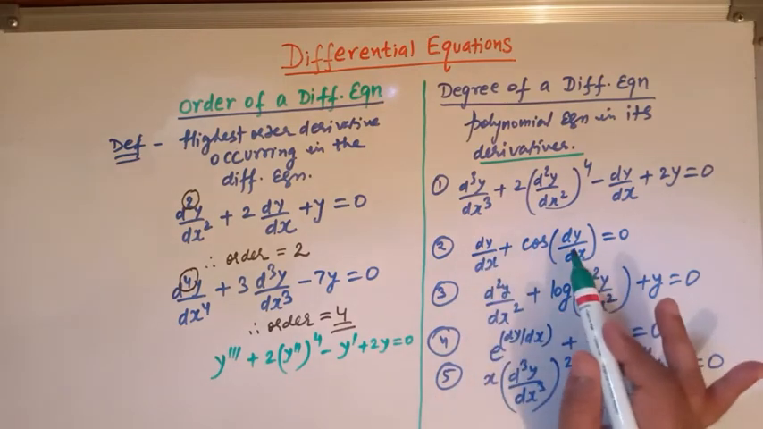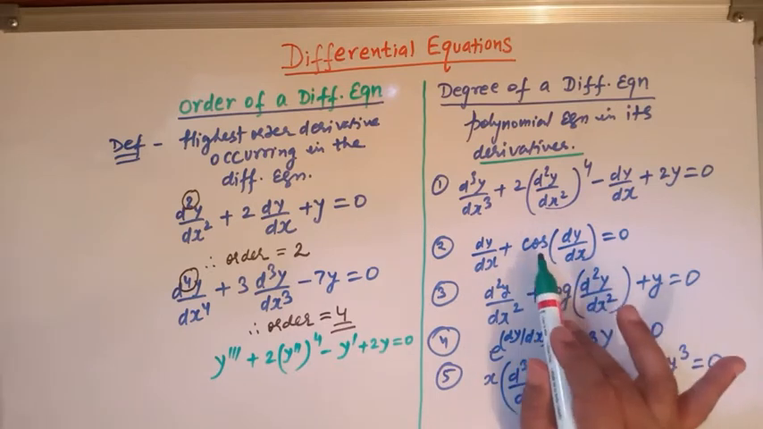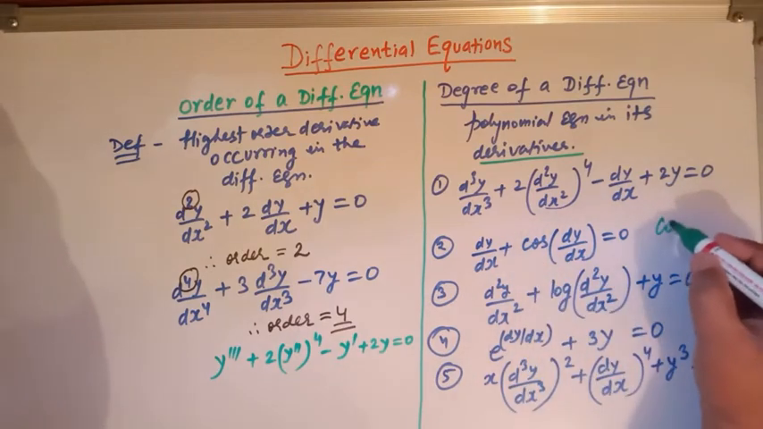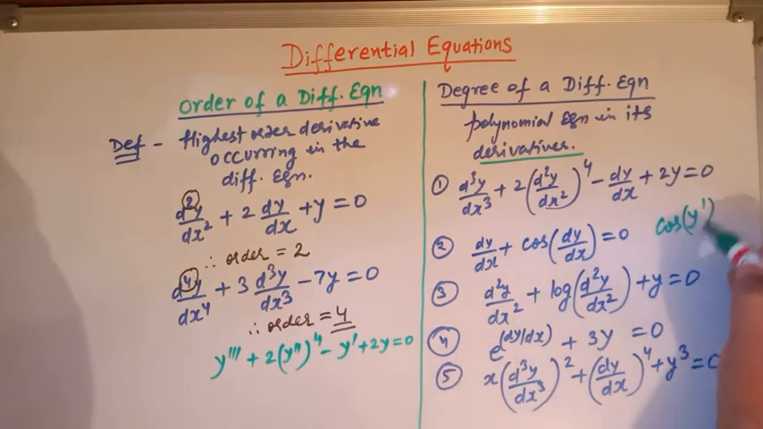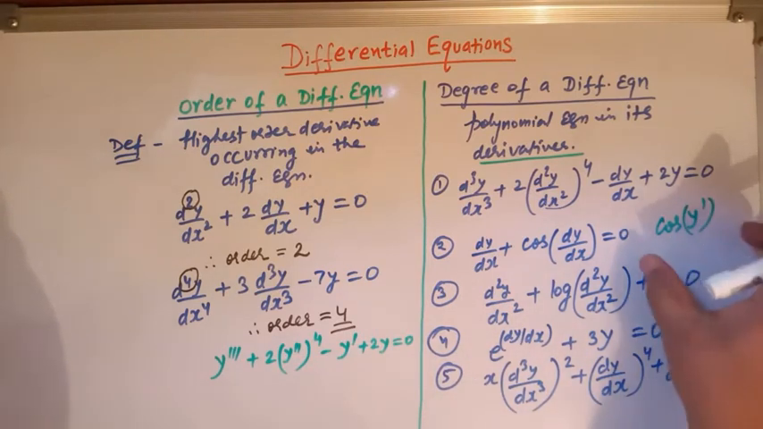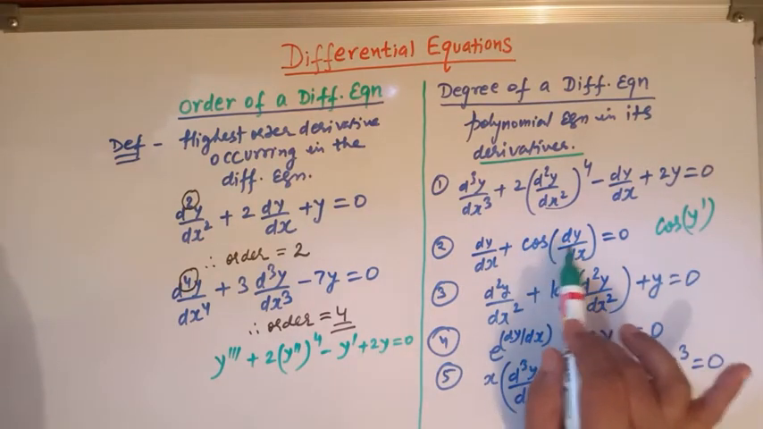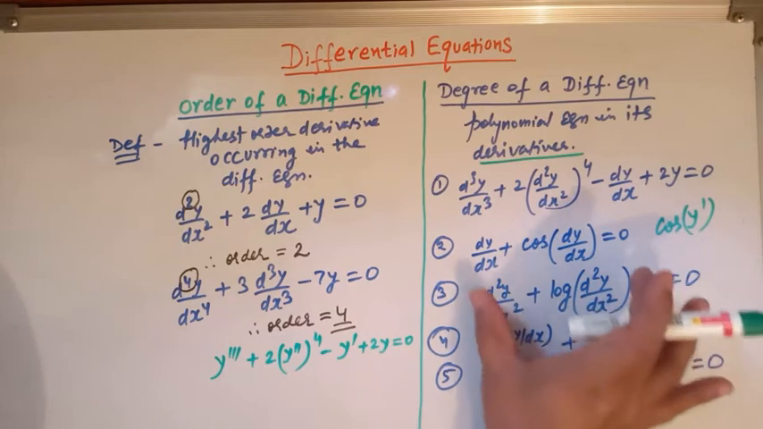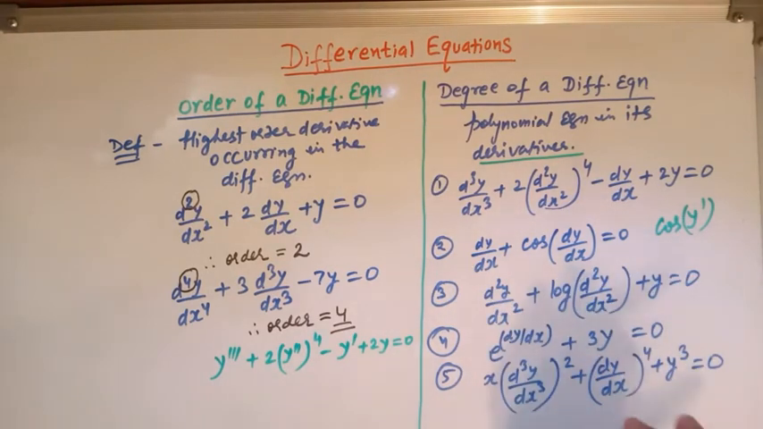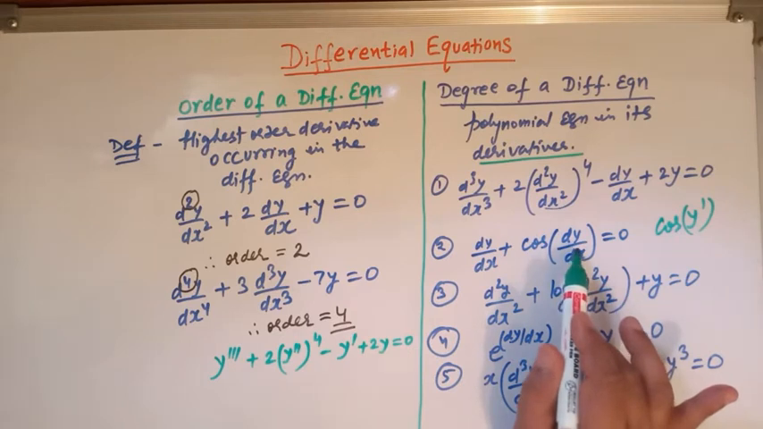prime, because here the y prime occurs as cos of y prime. See, here this y prime occurs inside this cos, or as a cos function. Clear? So we have cos of y prime. So this equation is not a polynomial equation. Okay? So this y prime is not free here.